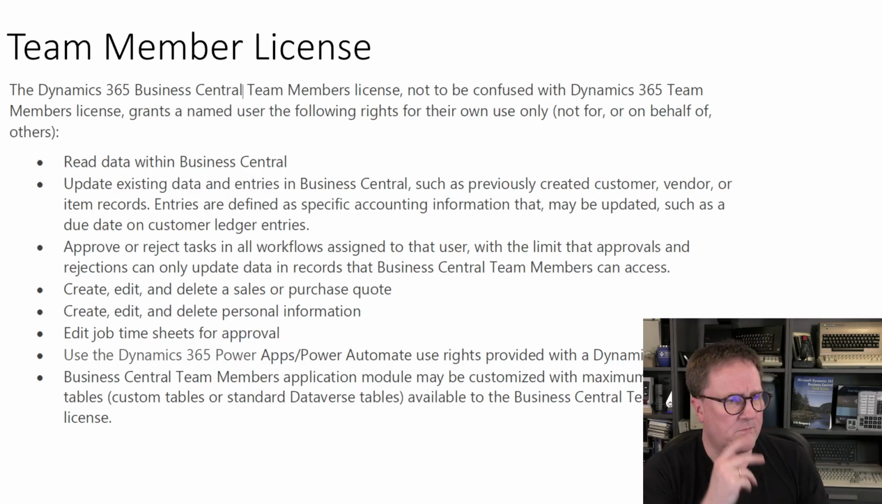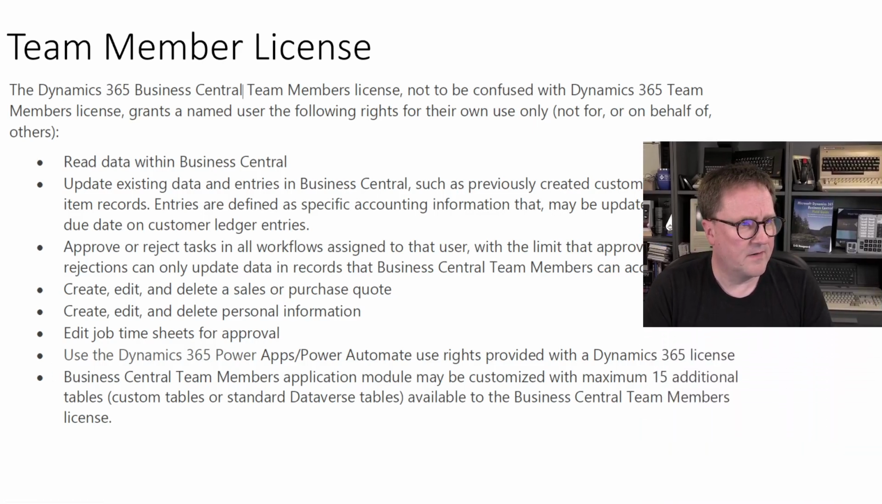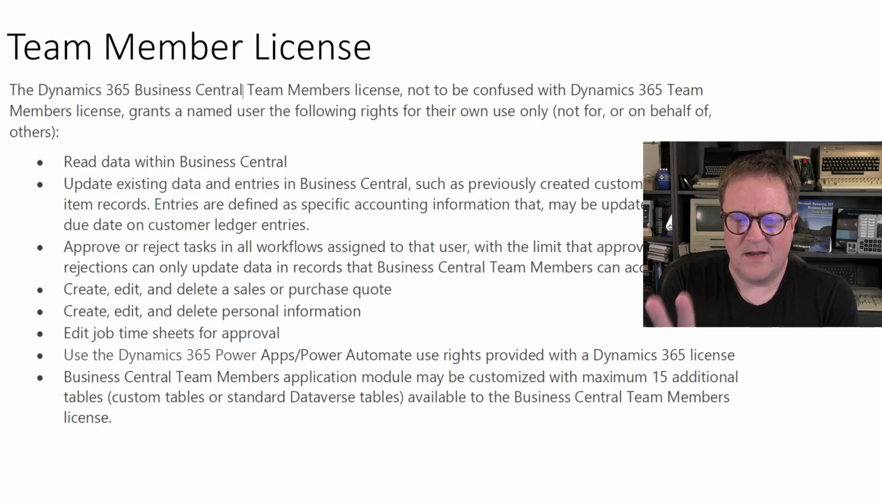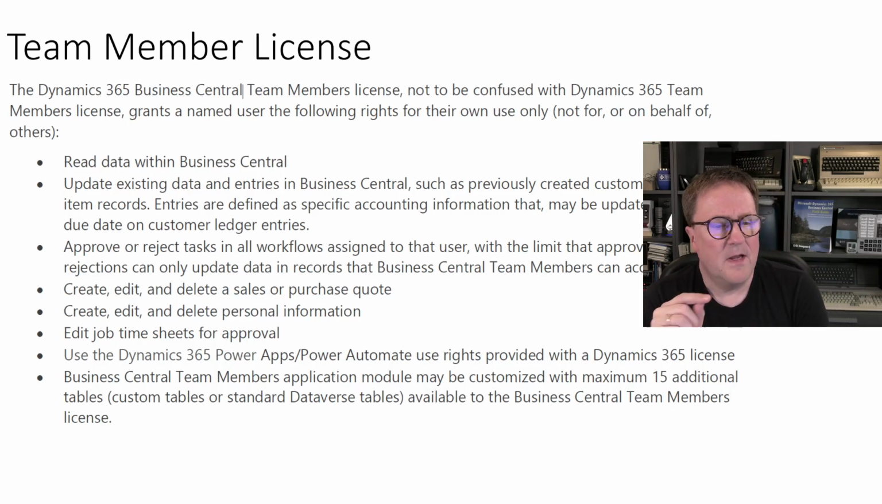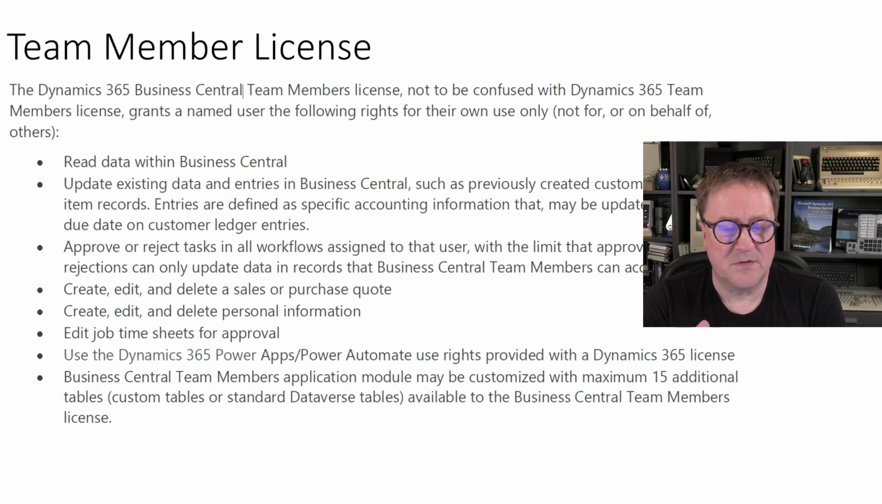And then there's the really weird one here, the last one, and I probably need to move my head a bit. So let's do that. There I go. So use the Dynamics 365 Power Apps / Power Automate use rights provided with. Oh, sorry, that's not the one. Well, yeah, you get rights to use Power Apps and Power Automate. And there's another slide on that one for a second. It's the very last one. Business Central Team Members application module may be customized with a maximum of 15 additional tables, custom tables or standard Dataverse tables, available to the Business Central Team Member license.